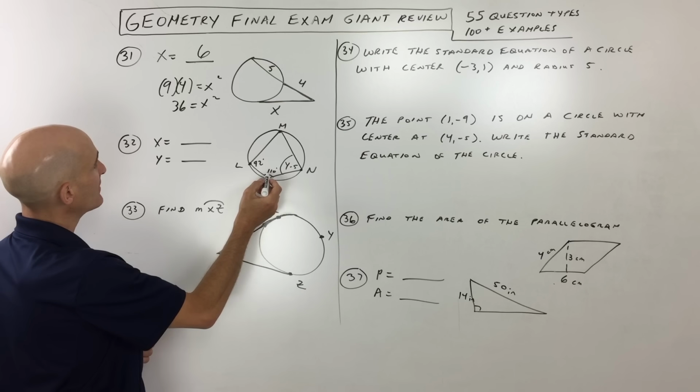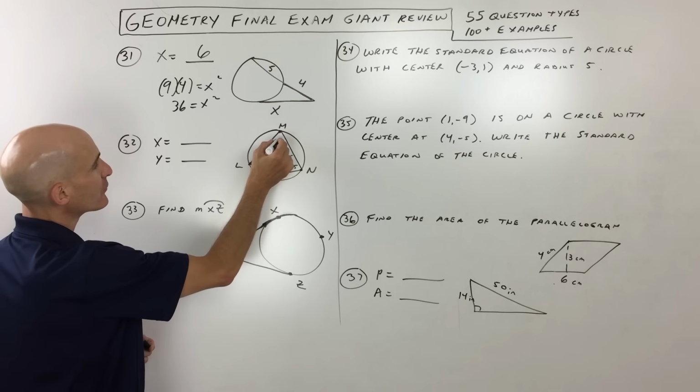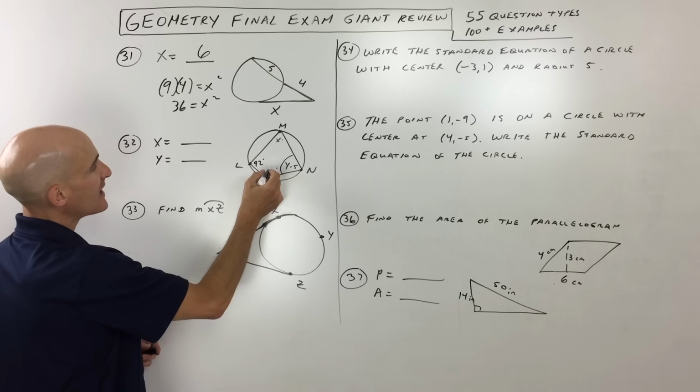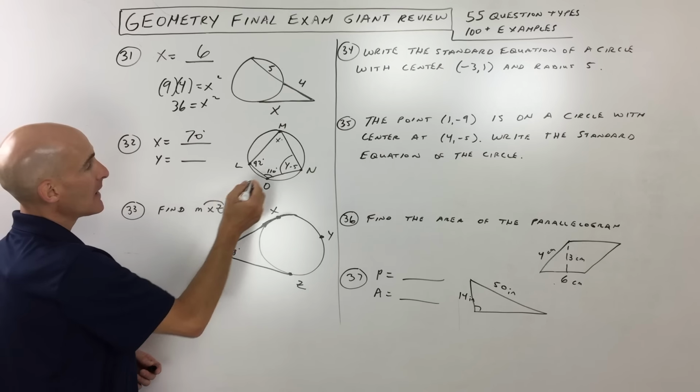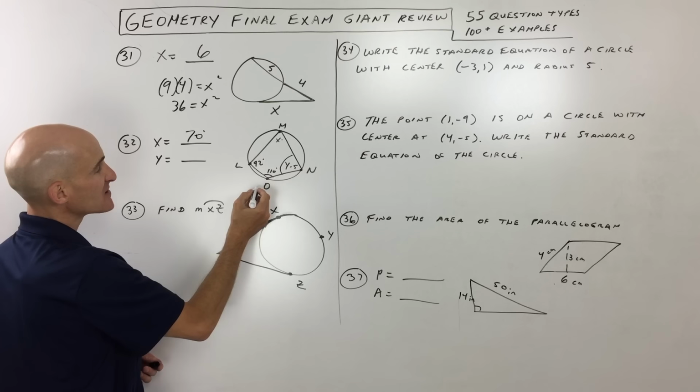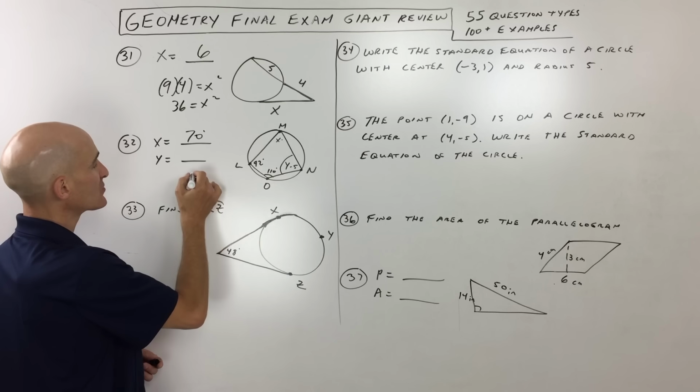Let's see. We want to solve for x and y. So 110 plus x equals 180. So that means that x equals 70. And over here we have y minus 5 plus 92 equals 180. So let's write that equation.